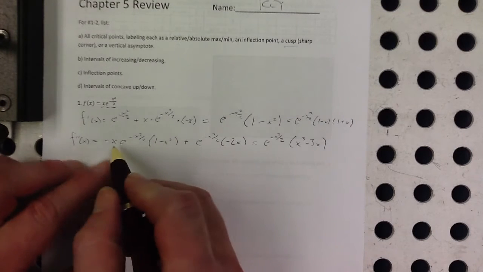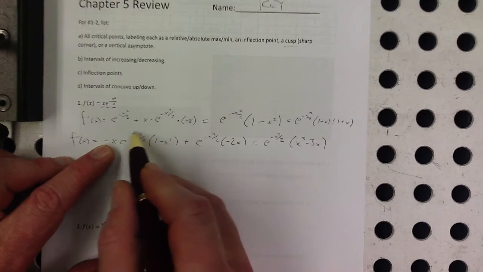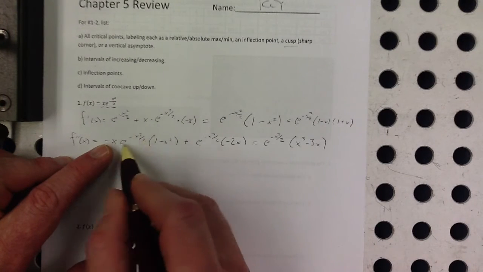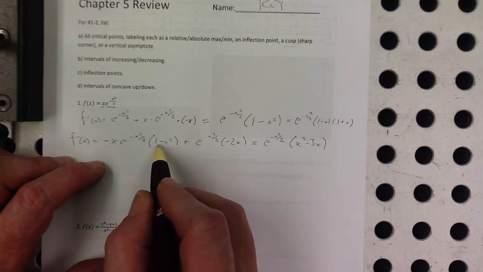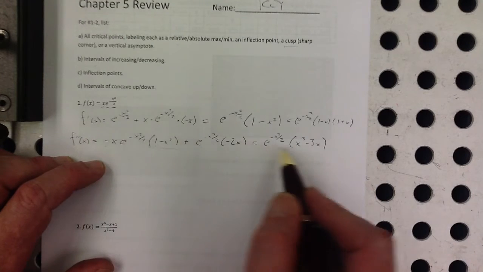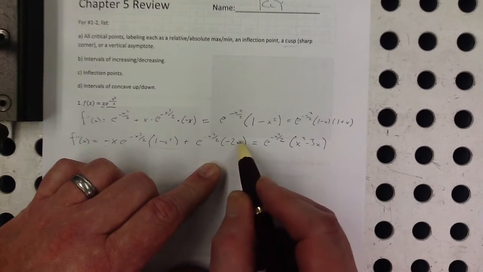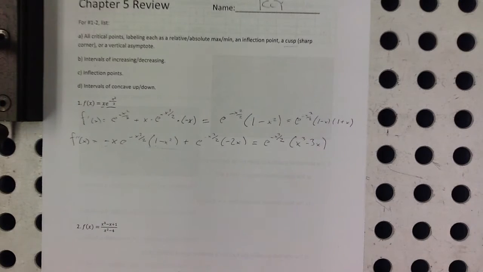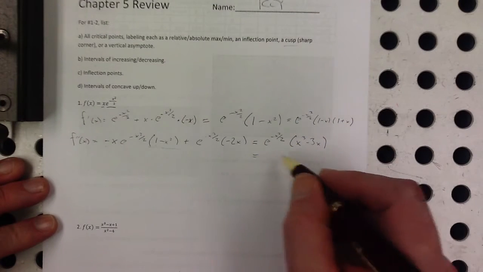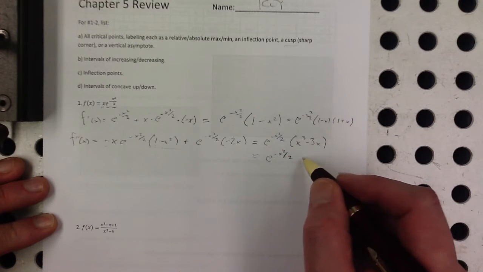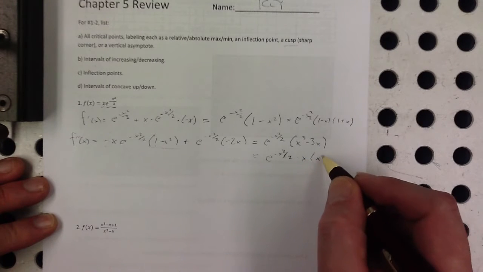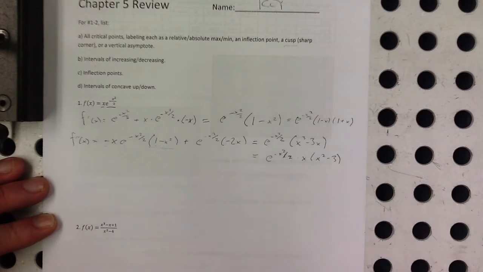Just check that again. So factoring out e to the minus x squared over 2, I have this left behind and this left behind. So that's minus x plus x cubed. And then I also have minus 2x here. So I'm confident that that's good. And then I could further factor this into x times x squared minus 3.